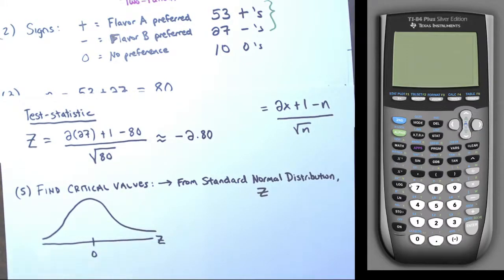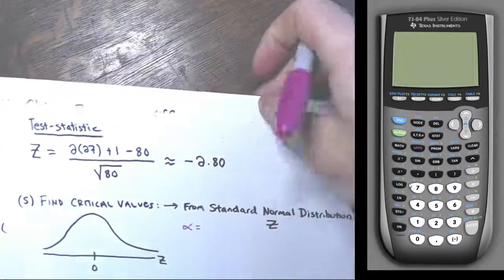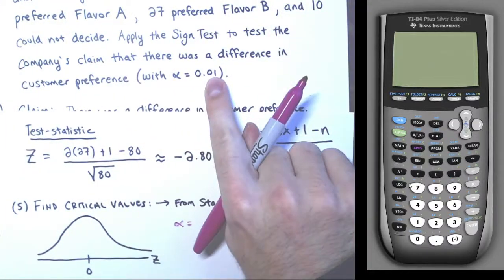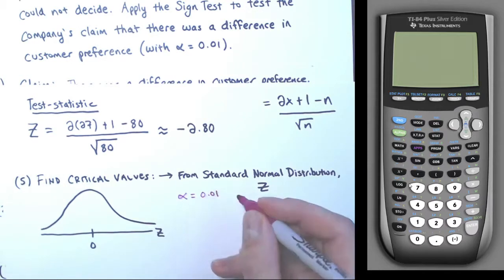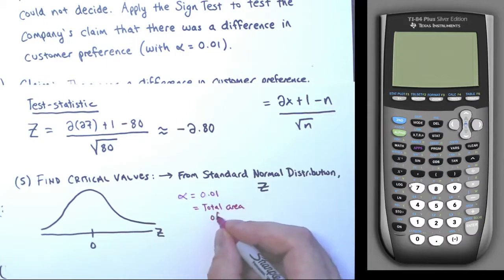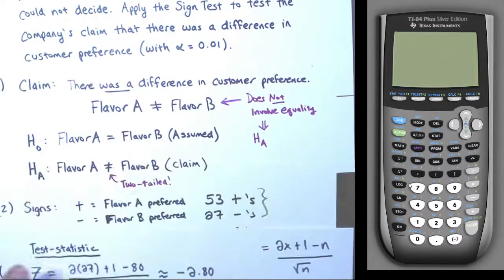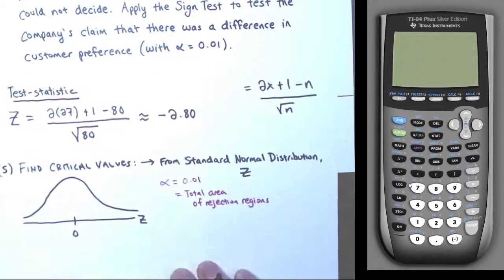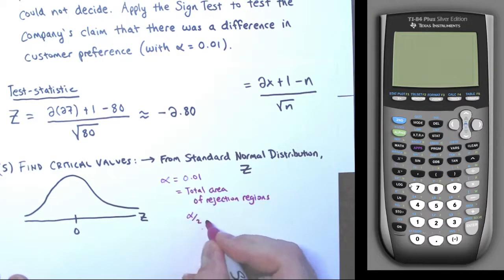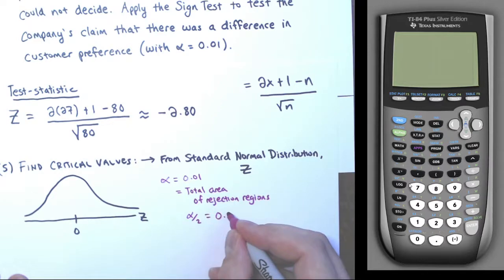Our value of alpha, the significance level given in the problem, was 0.01. And remember what alpha was. That was the total area of the rejection regions, when you were talking about area under a curve. Now, being that this is a two-tailed test, I'm going to cut this in half, breaking it into two pieces. If alpha is 1%, half of alpha is half a percent, 0.005.